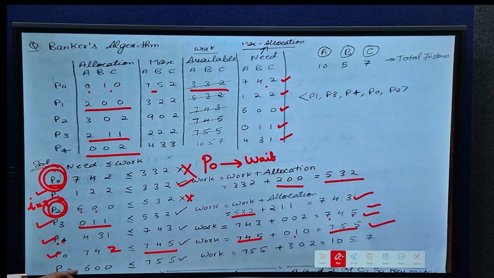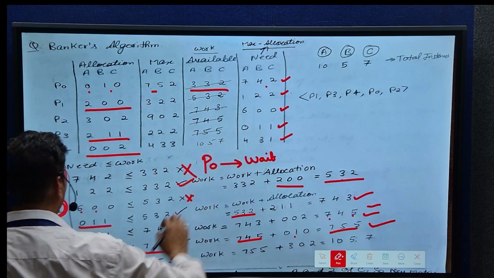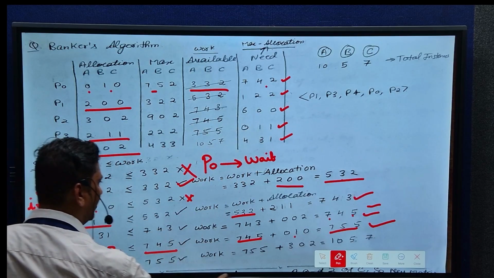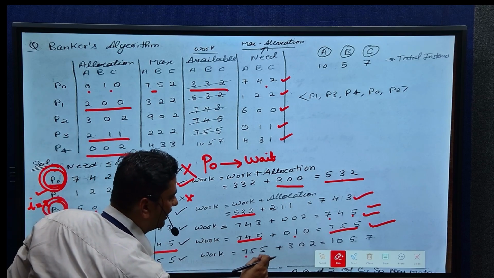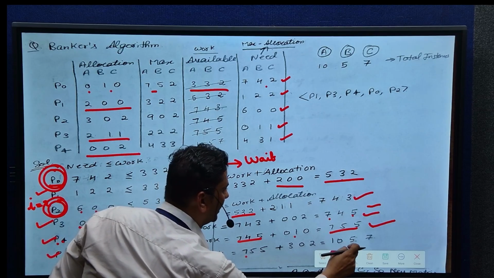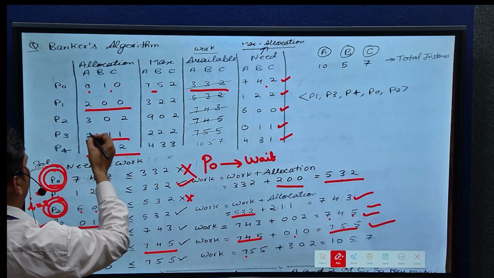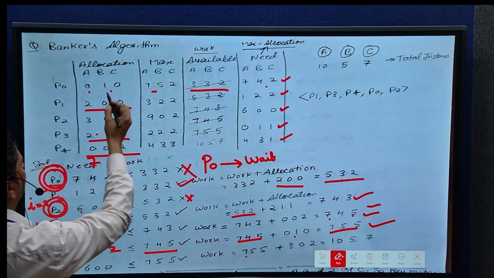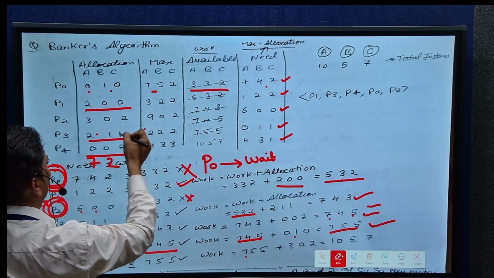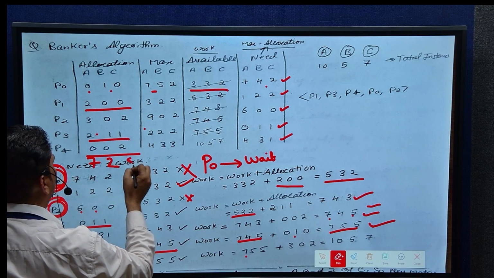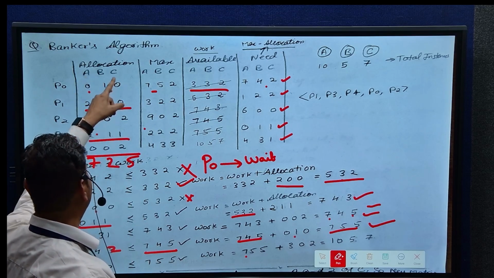Now P2: 600 is the need of P2, and need is less than or equal to available. Available here became 755. This is also true, and work is updated as 755 plus 302, which is 1057. See, when we add the allocations: 2 plus 3 is 5, 5 plus 2 is 7. Here 1 plus 1 is 2 for B type. C type: 2 plus 1 is 3, 3 plus 2 is 5. This was the allocation: A type 7, B type 2 and C type 5.